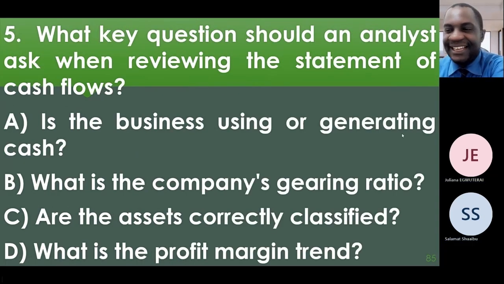Okay, finally, number 5, what key question should an analyst ask when reviewing the statement of cash flow? A, is the business using or generating cash? B, what is the company's gearing ratio? C, are the assets correctly classified? D, what is the profit margin trend? My answer is A. Okay. S is A and J is A. How come both of them A?